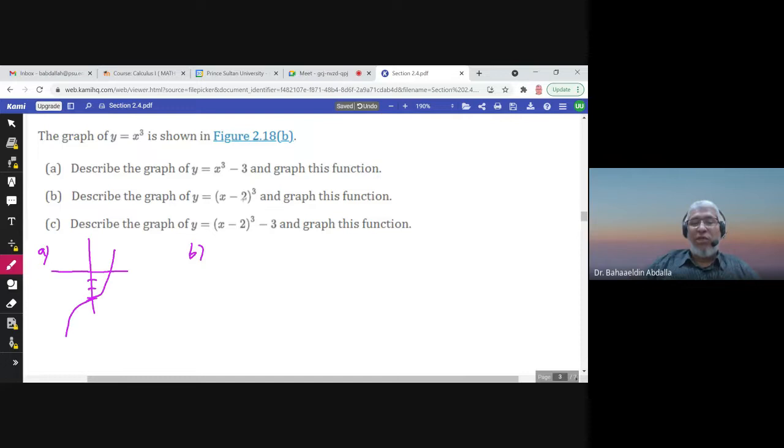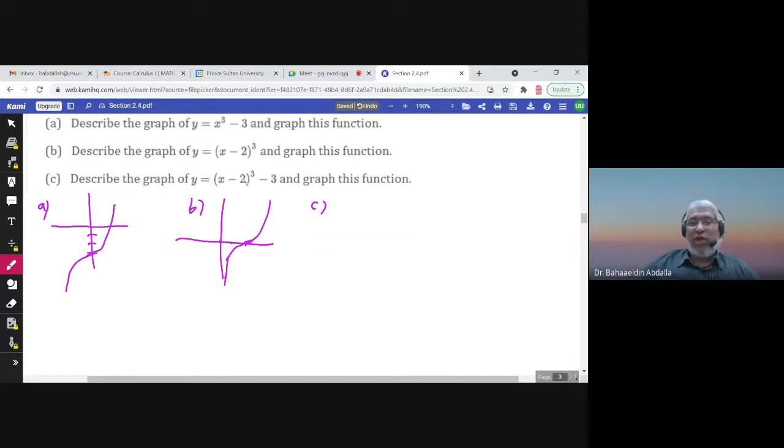While for part b, this 2 here, we go 2 units to the right. So from 0, we go 2 units to the right and sketch the graph of x to the power 3. So this is (x minus 2) to the power 3. And finally, for part c, we have 2 units to the right and 3 units down. So we go 2 units to the right, 1, 2, and then 3 units down, and we sketch the graph of x cubed.